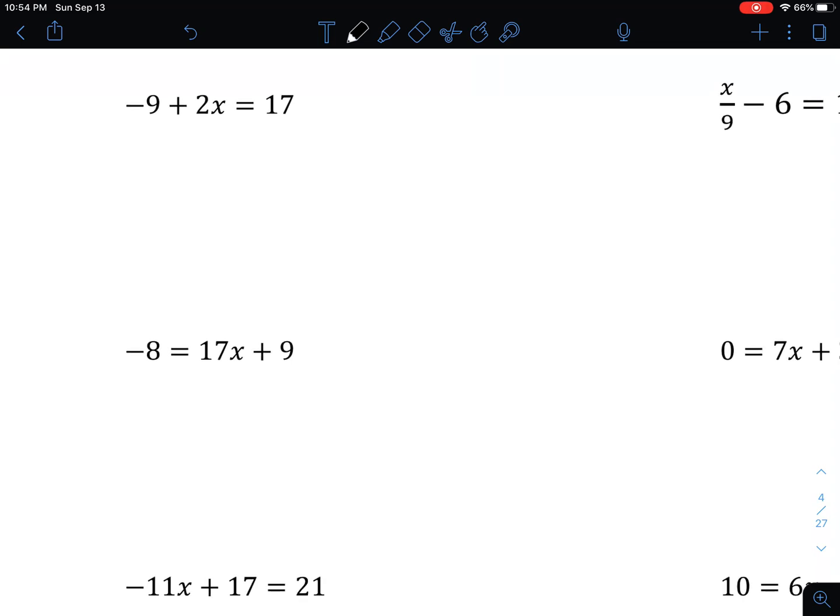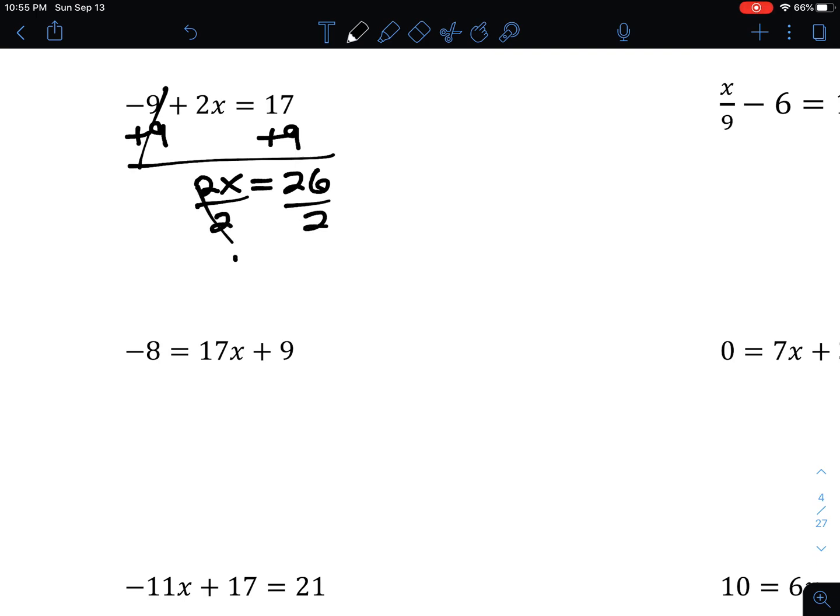So let's take a look at this next one. Negative 9 plus 2x is equal to 17. So again, the 2 is directly attached to x, so we can't do anything with it yet. Let's take care of the 9 first and add 9 on each side. That gets us 2x on the left side equals 26 on the right side. Now we can get rid of the 2. Opposite of multiplying by 2 would be to divide by 2 on each side. And we get x is equal to 13.